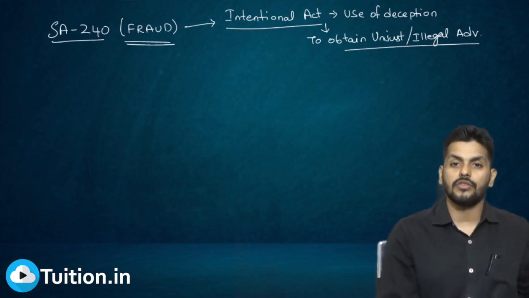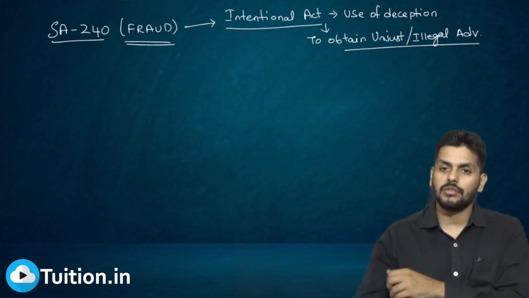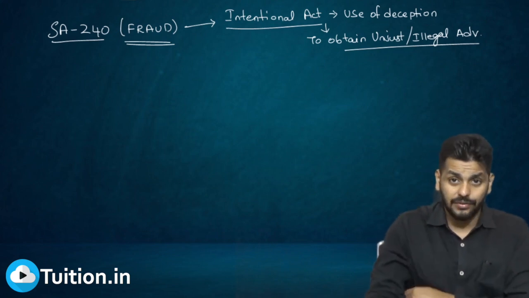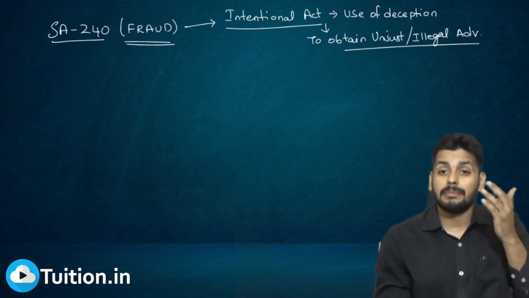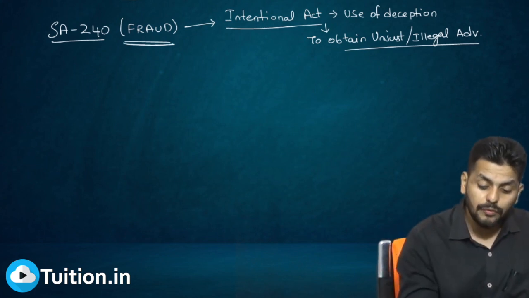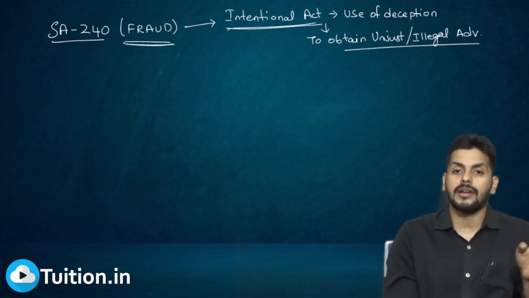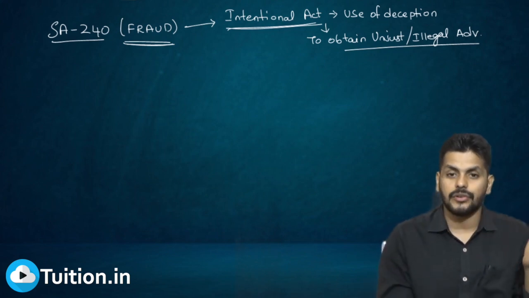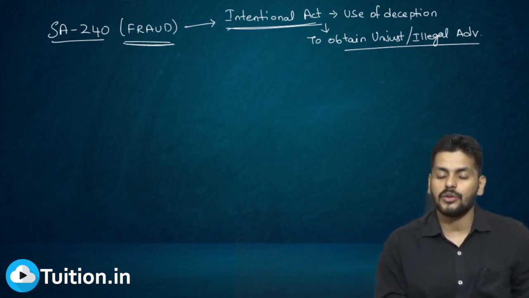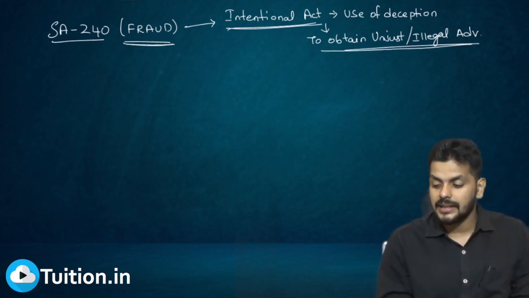You know that misstatement can happen because of two reasons. One reason is that misstatements happen because of errors. The other reason is that misstatements happen because of fraud. Fraud is nothing but an intentional act. The only thing that separates fraud and error is that error is unintentional, whereas fraud is absolutely intentional.